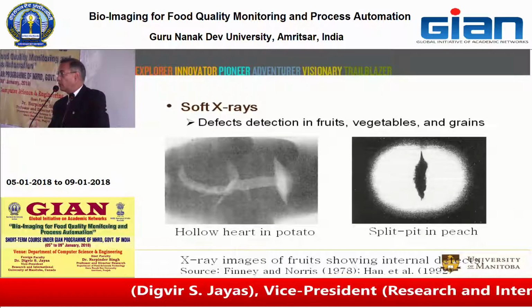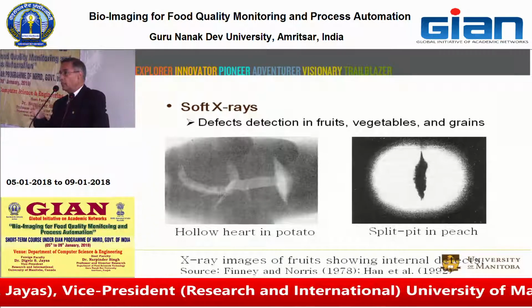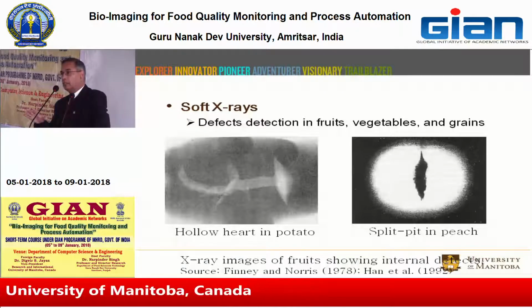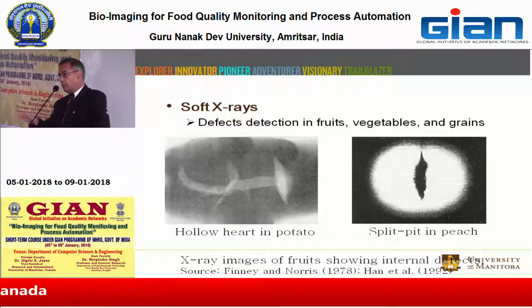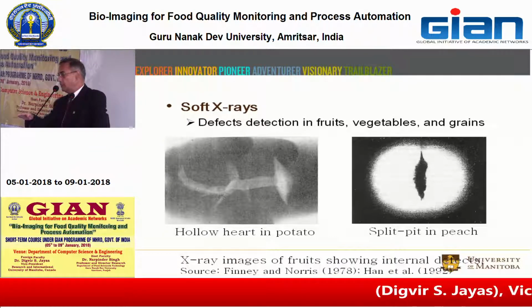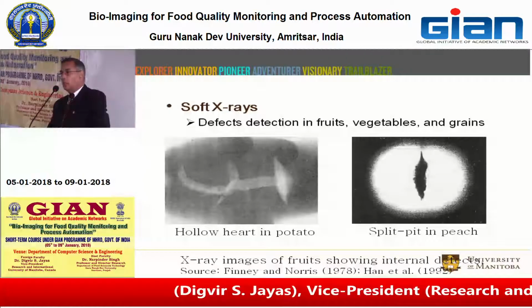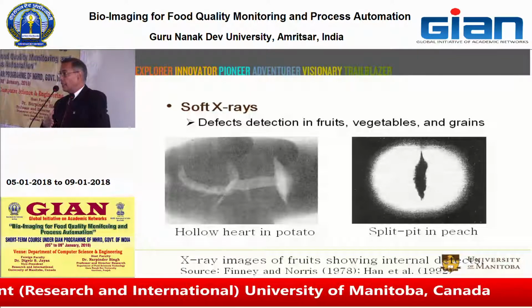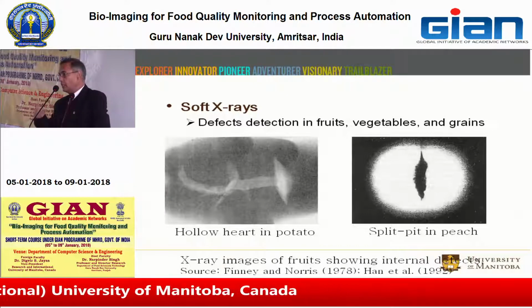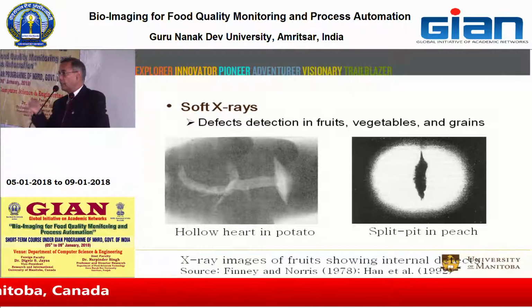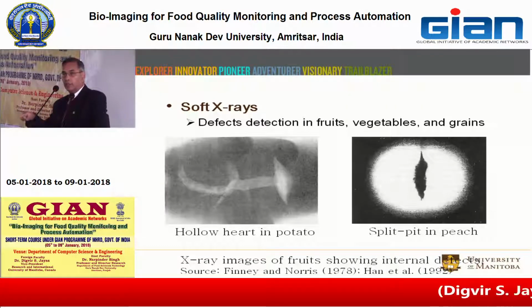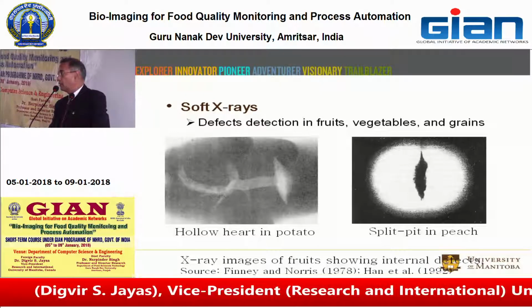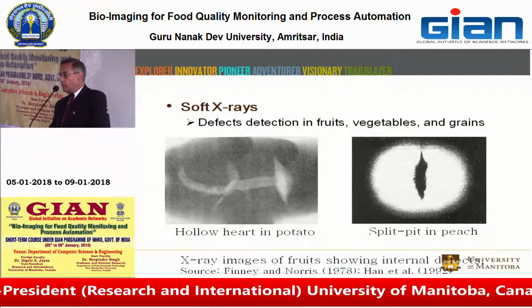Soft X-rays have been used for defect detection in fruits, vegetables, and grains, and I will show you some examples. As an example here, to detect a hollow heart in potatoes or detect the split pits in the peach, images were acquired by using soft X-rays. And once you have the acquired images, in this case you can say the person who is doing the inspection can look at that and right away know that this potato has a hollow heart.